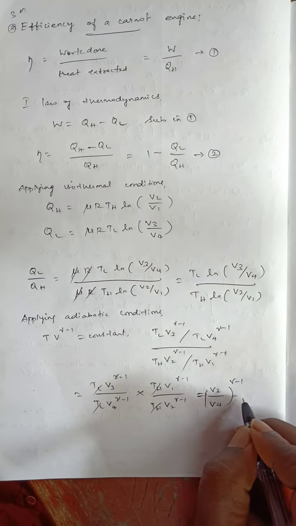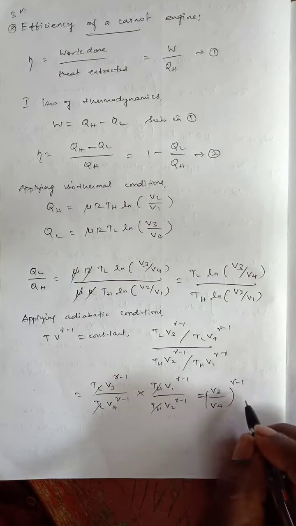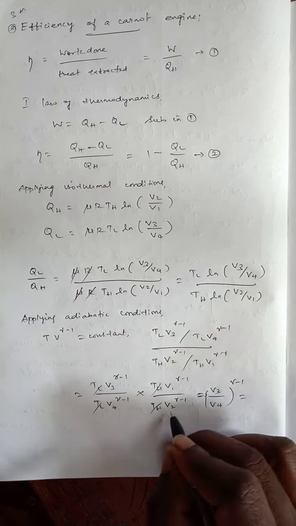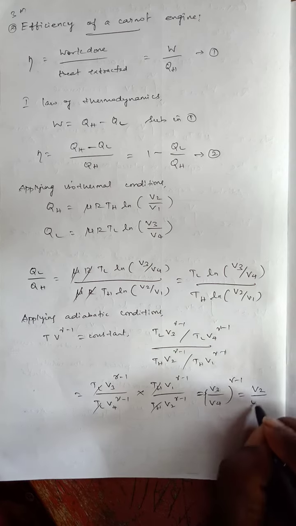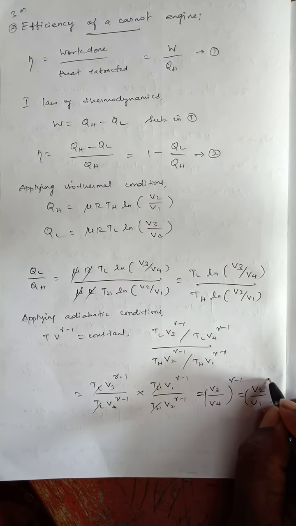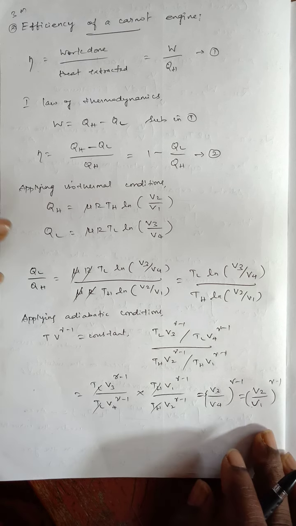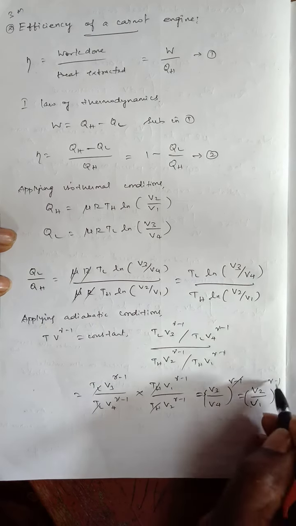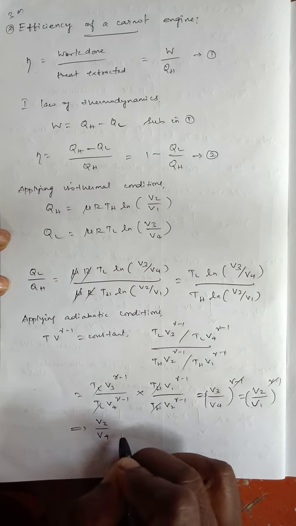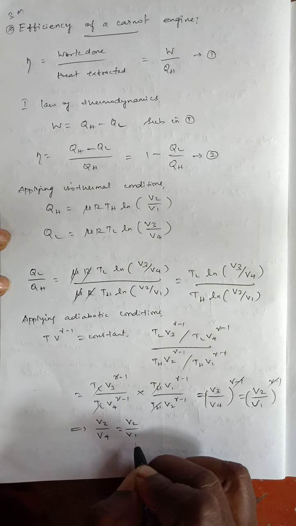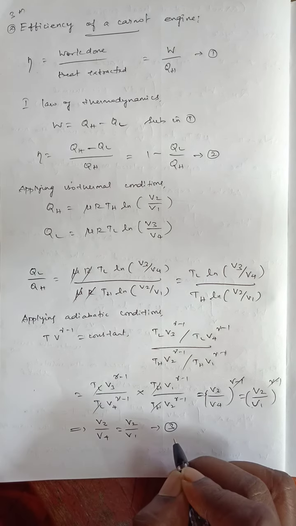Then bring the V2 and V1 to the left side, so we multiply: V2 by V1 to the power of gamma minus 1. Now both the powers are cancelled, so we write V3 by V4 is equal to V2 by V1. Call this equation number 3.